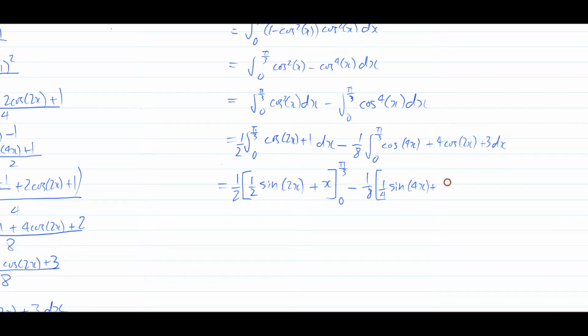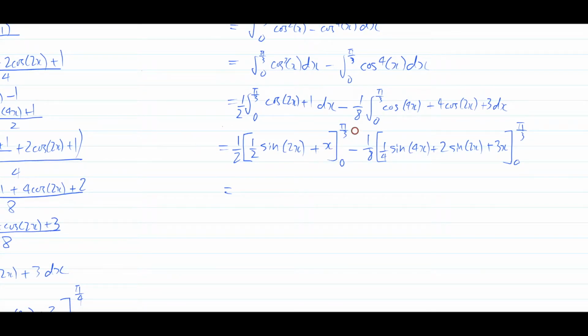Same thing over here. We already did this before, sine 2x, and then the 2 comes out as a half. 4 times half is 2, and the 3 becomes an x, so that's 3x, and then we sub in pi on 3 and 0. Okay, afterwards, all you have to do is just sub in numbers. I'll do it quickly here. That's half sine on 2 pi on 3 plus pi on 3. The good thing with the 0 is you sub in 0, sine of 0 is 0, and then everything just disappears.